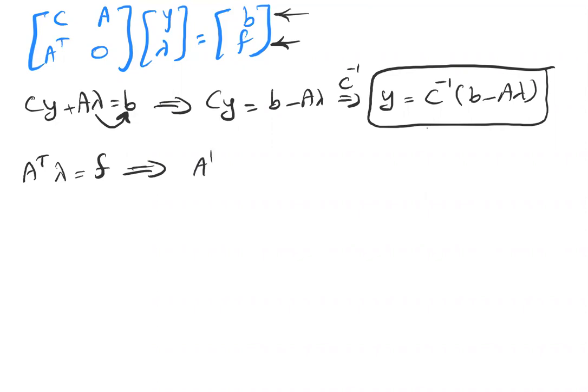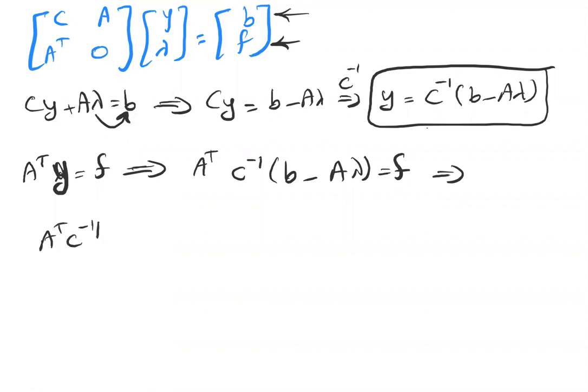So we have A transpose C inverse. Oh, we have A transpose Y is equal to F. So we have A transpose C inverse B minus A lambda is equal to F. We simplify this further. Let's see what happens. So we have A transpose C inverse B minus A transpose C inverse A lambda is equal to F.